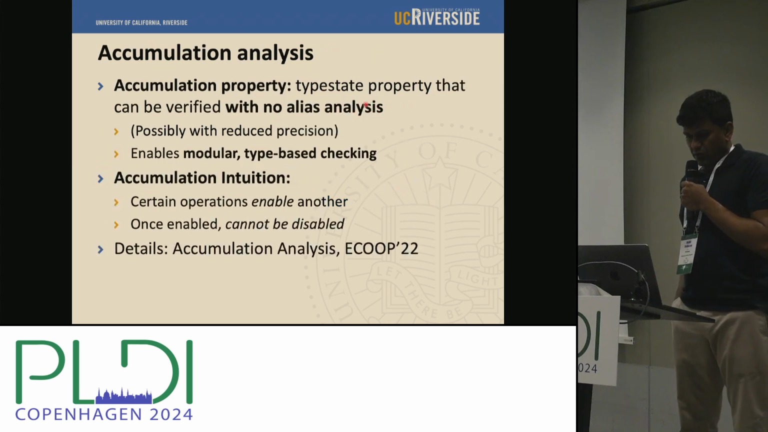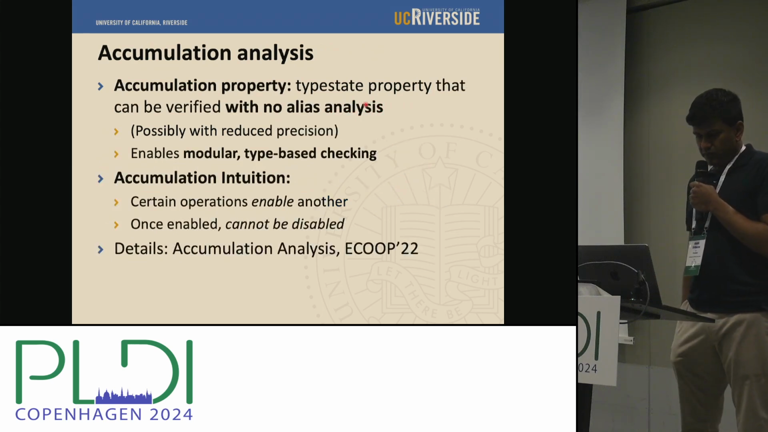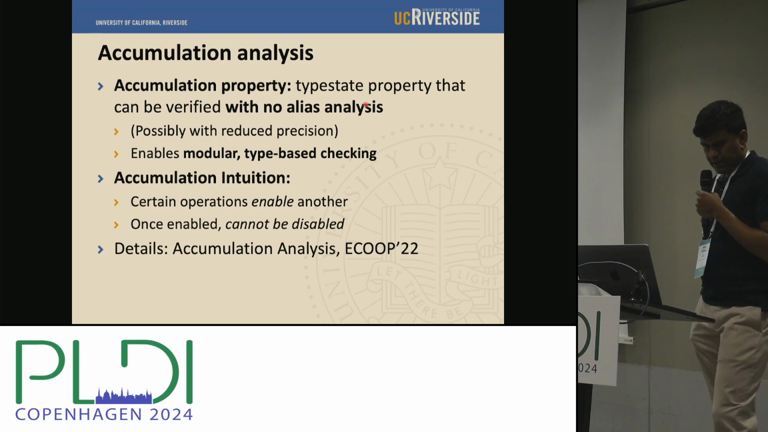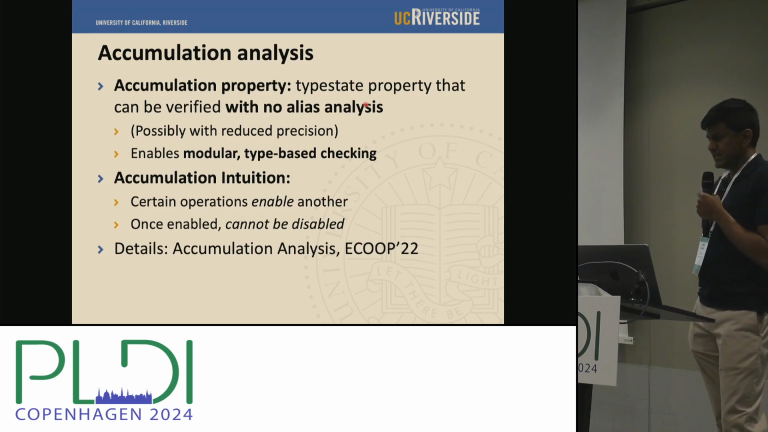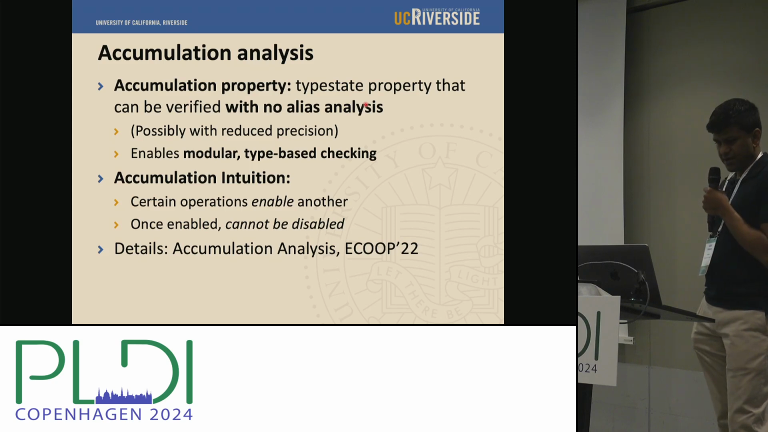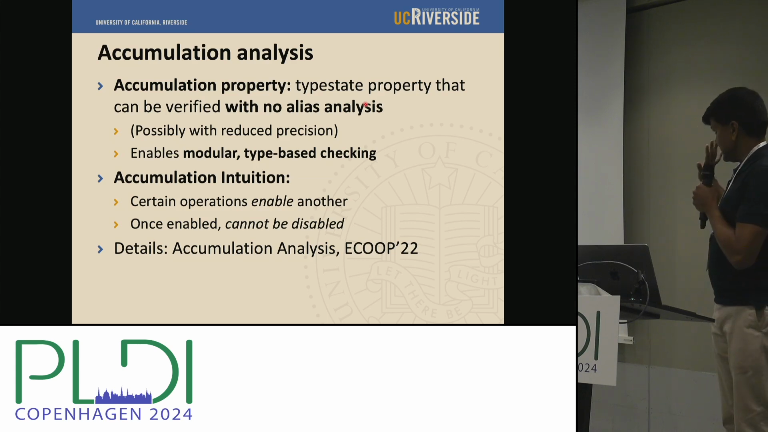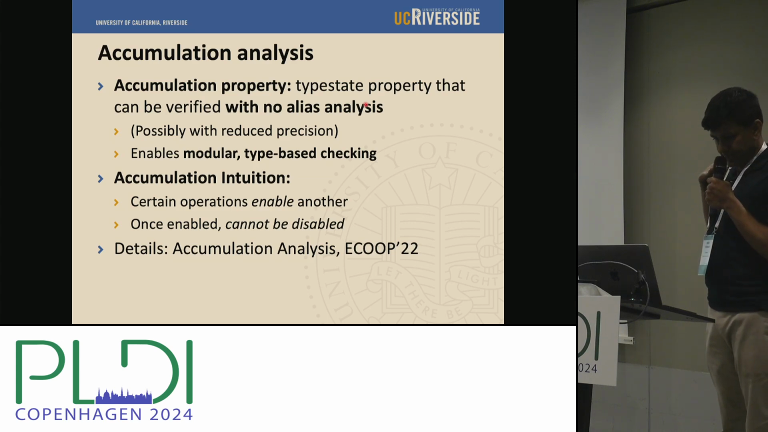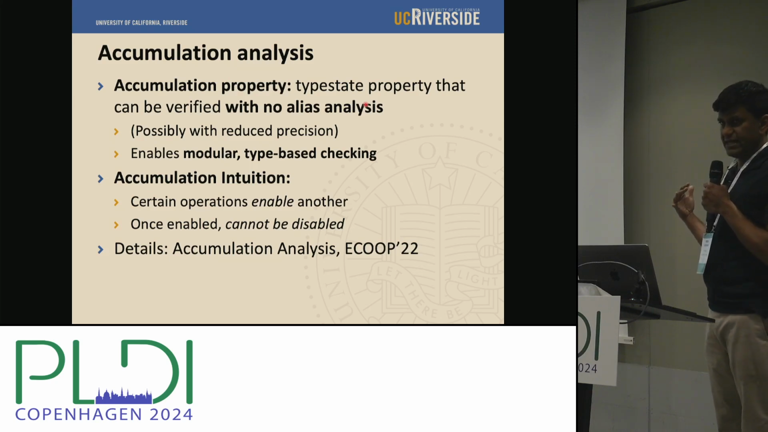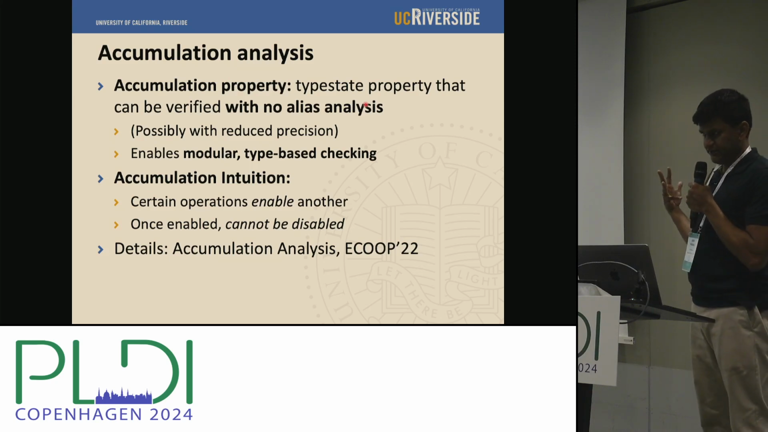So we looked at this problem, and we observed that there were certain types of properties where you can actually do verification without doing a whole program alias analysis. Now, that doesn't mean it's going to be precise, but it'll be sound, okay? So that's the basis of this work, this idea of an accumulation property. That's what enables this kind of modular type-based checking.